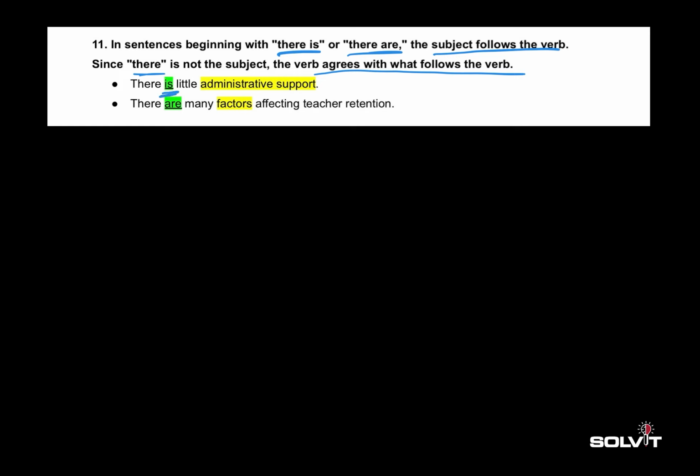Now, is a verb over here, but there's no subject before it, right? So far, all of the sentences that we read, all of the examples that we worked on, the subject was always before the verb, right? First the subject came, then the verb came. But now look, what do we have here? The verb is coming first and there's no subject yet, right? There is not a subject, but the subject is coming after the verb, which is administrative support.